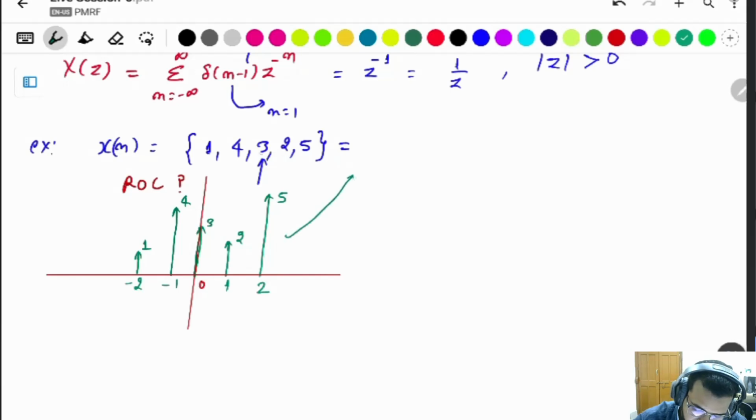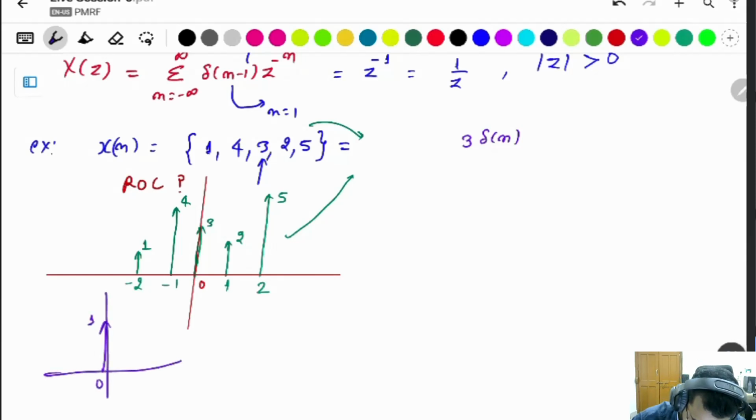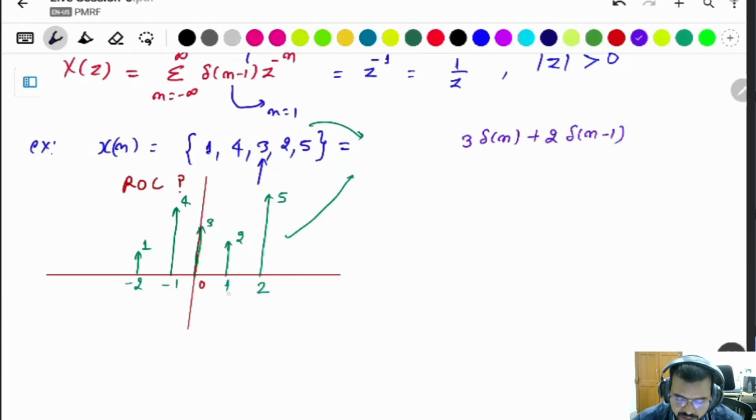First this one, in this one you can write as 1. This is the value 3 at 0. This you can write as 3 del n. This is del n. Del n is equal to this one only, value of 1 at 0. This function is written as del n. If you multiply by 3, then this will be 3 del n, plus this one at 1. Then the value is 2. 2 del n minus 1 here at 1.